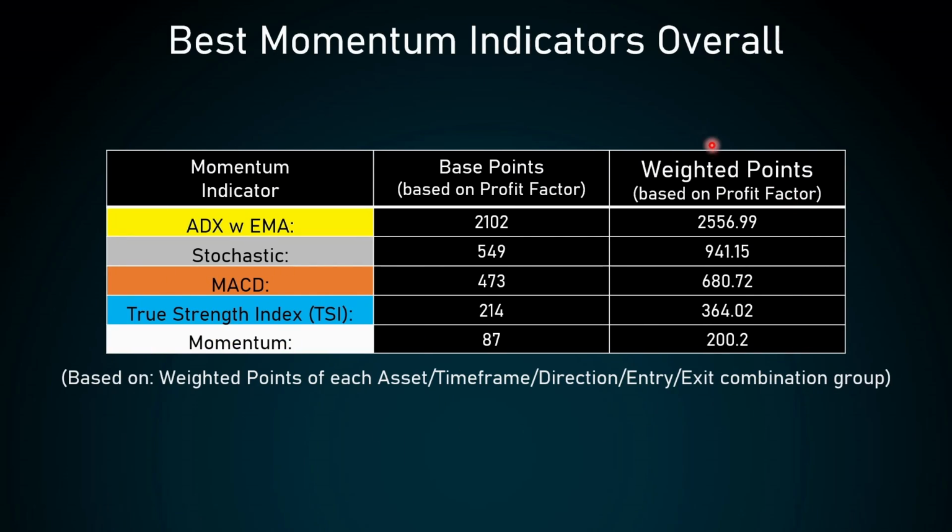Here I took into consideration all the 18 groups and added together all the base points and the weighted points of each indicator. The 5th place goes to the momentum indicator with 87 base points and 200 weighted points. The 4th place goes to the TSI or True Strength Index with much more 214 base points and 364 weighted points. The third place winner is the MACD with 473 base points and 680 weighted points. The second place winner is the Stochastic with 549 base points and 941 weighted points.